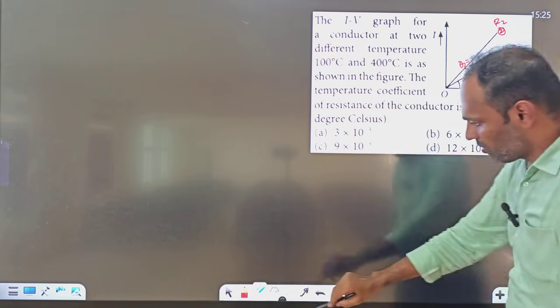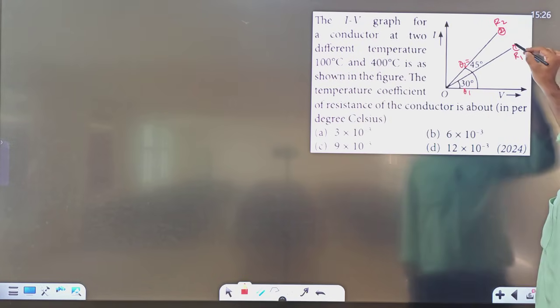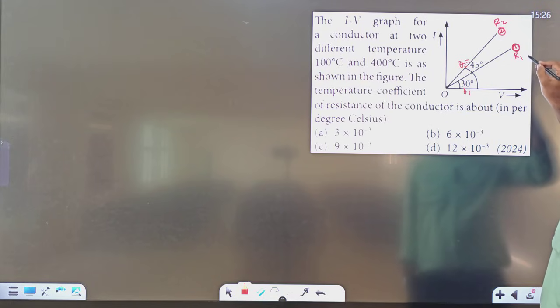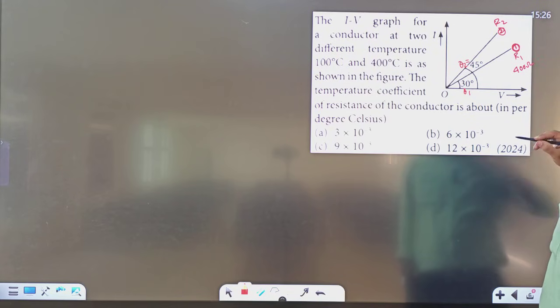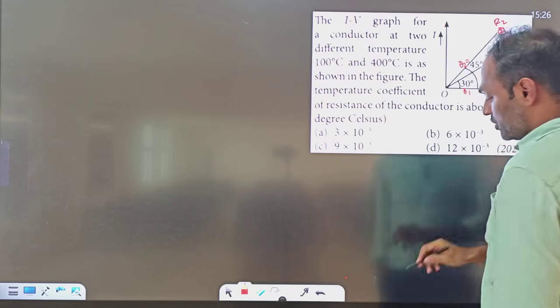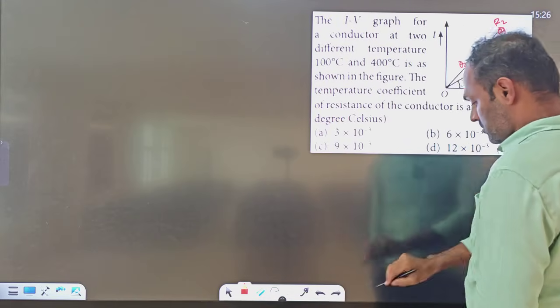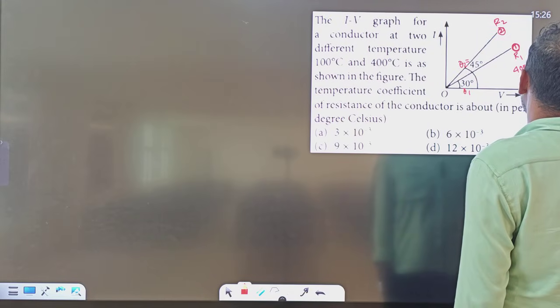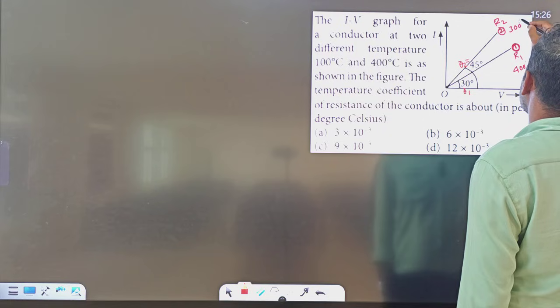Here the temperature has to be higher. Which resistance will be greater, right? This resistance will be higher than R2. So where resistance is more, there the temperature has to be more. Correct? So this is 400 degrees Celsius and this will be 300 degrees Celsius.